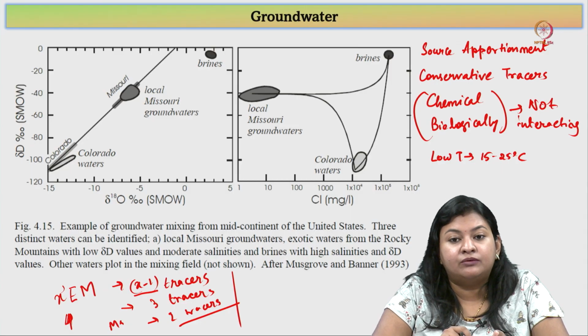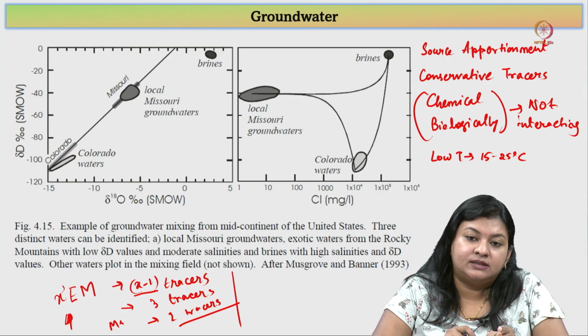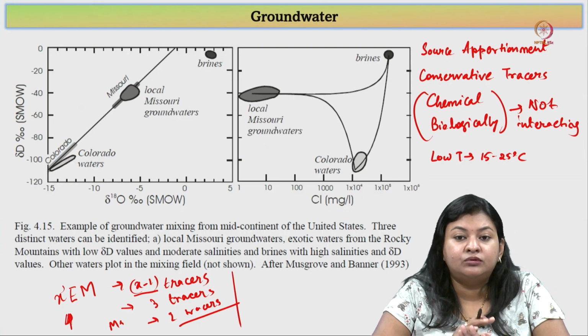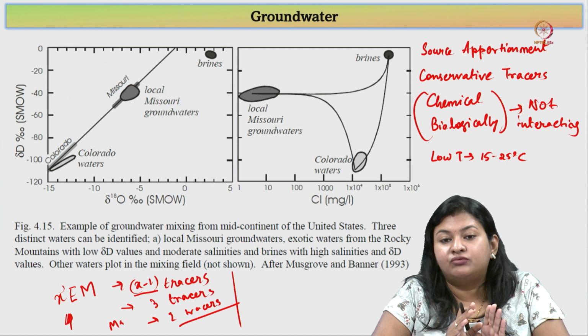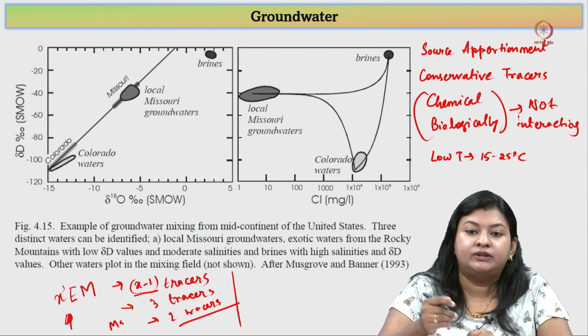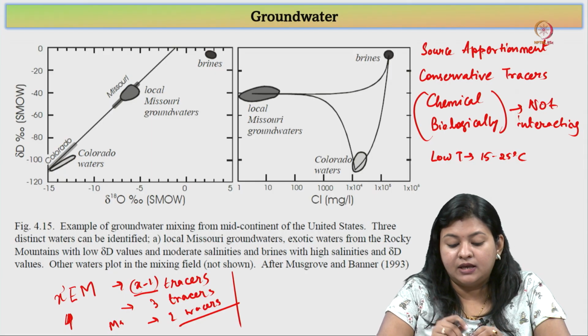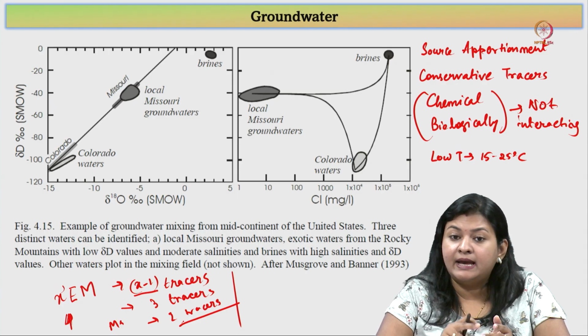I can use any one of them. I can either use delta 18O or I can use delta D. So, either one of them I will be able to use, but both of them I cannot use as independent tracers. So, there is a possibility of finding another third tracer.